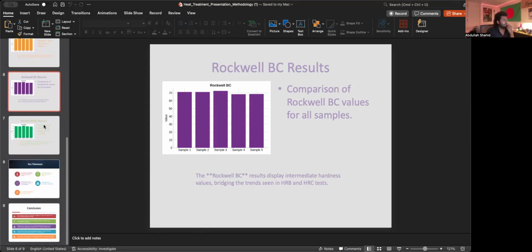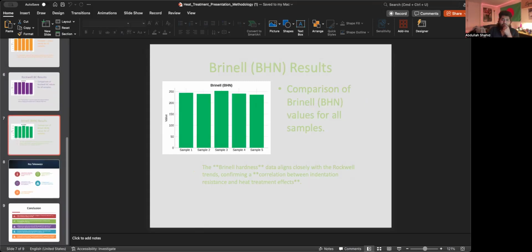And then finally, we have the Brinell results. This method uses a larger ball indenter, so it's well suited for coarse grain materials. Our BHN data aligns closely with the Rockwell trends, reinforcing the idea that hardness changes were consistent across different testing methods. So this cross validation actually gives me more confidence that my findings were pretty reliable.